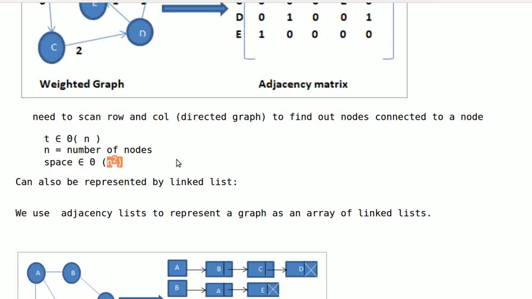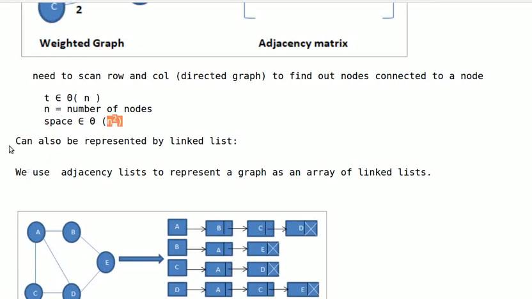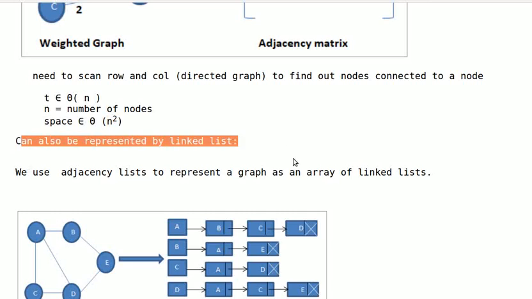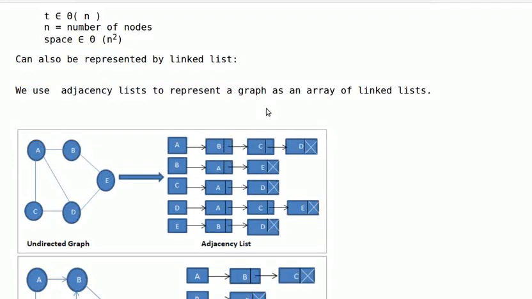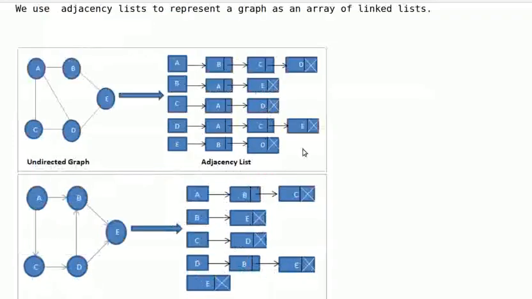A graph can also be represented by linked lists. We use adjacency lists to represent a graph as an array of linked lists. For this undirected graph, this is the adjacency list for vertex A, which has neighbors B, C, and D. This is the list for vertex B, which has neighbors A and E, and so on.